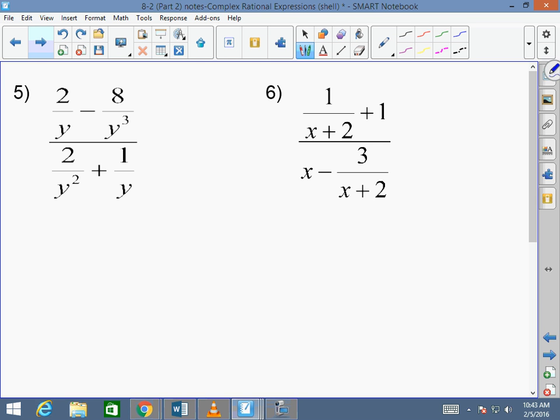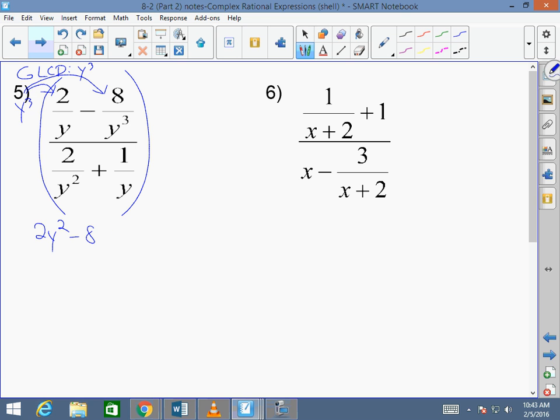I think method 2 would be way easier here. What's the grand LCD here? Yeah, y cubed. So multiply every single term here by y cubed. So what's y cubed times 2 over y? 2y squared, thank you, my brother. What's y cubed times 8 over y cubed?